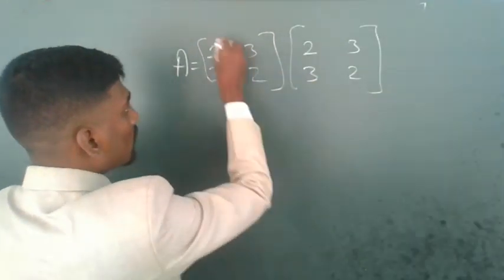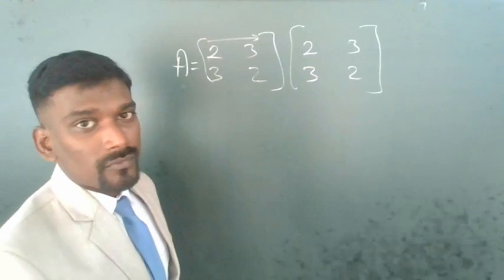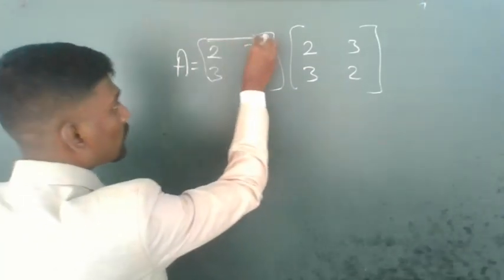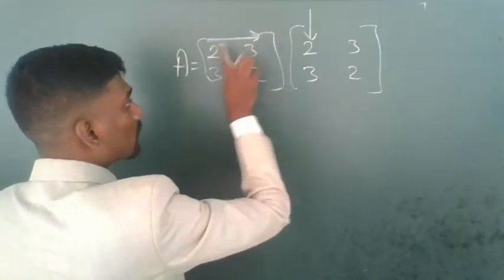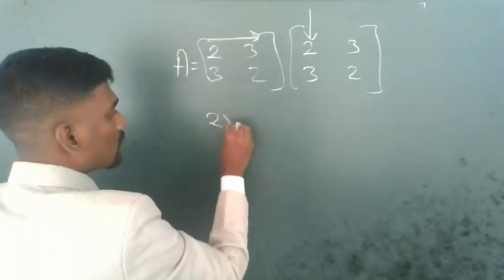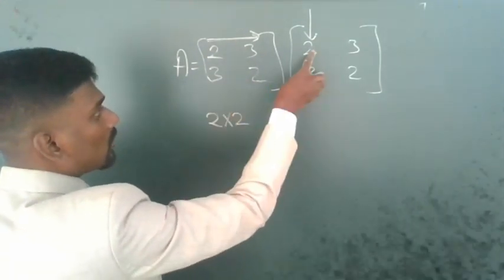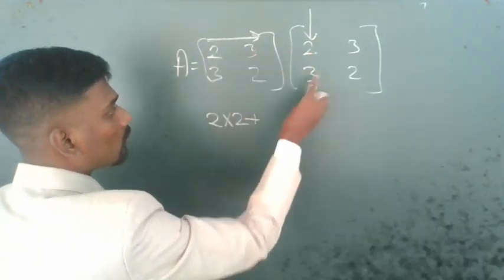Okay. First take the row. I am going to take the first row, first column. This into this. That is 2 into 2, 2 into 2 plus 3 into 3.